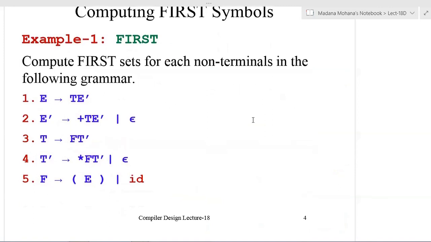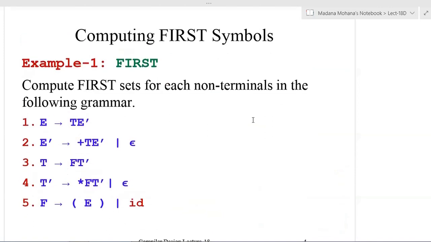Now let us demonstrate one example first. Compute first sets for each non-terminal in the following grammar. The first values can be computed for each and every non-terminal that occurs on the left-hand side of a production. So here we need to find first of E, first of E dash, first of T, first of T dash, and first of F. These values can be obtained by looking at the derivations starting with the respective non-terminals, by substitution.